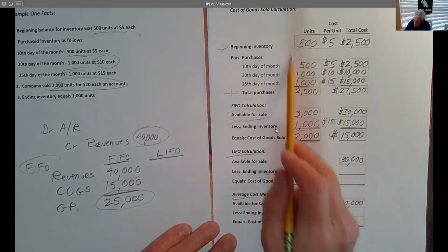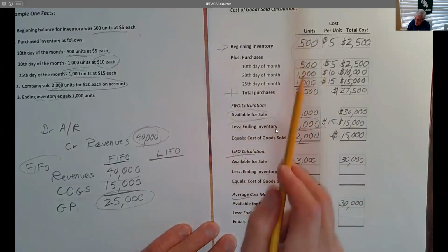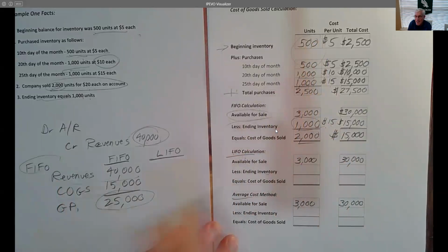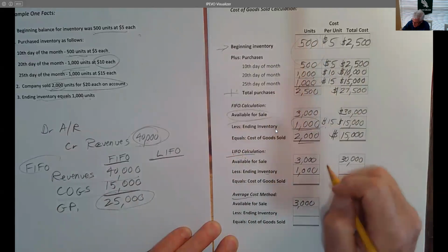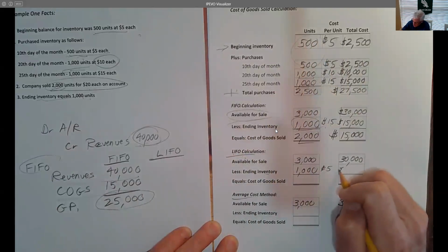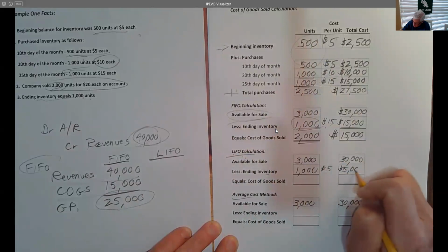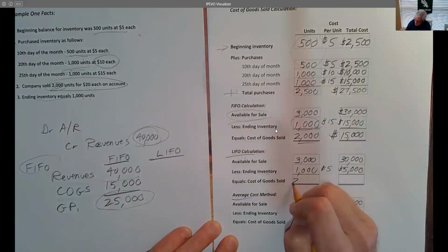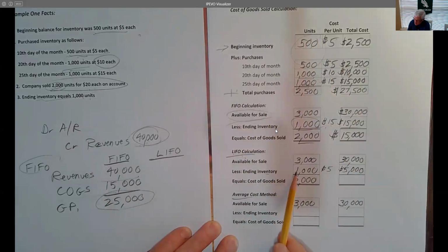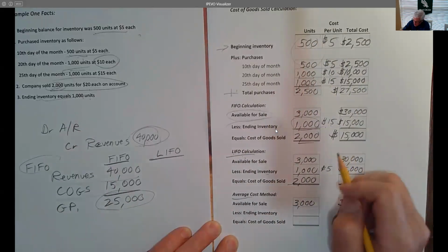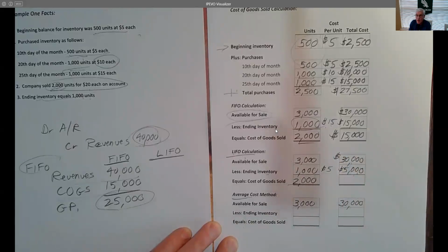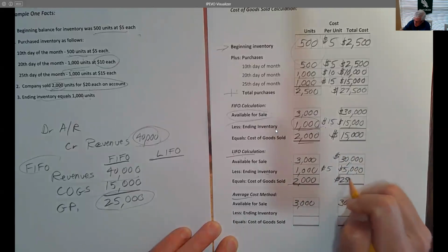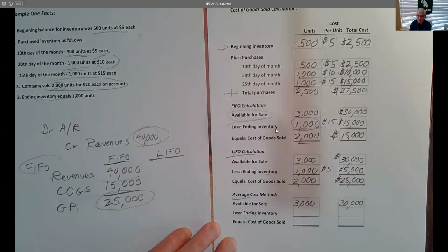And so I'm looking for 1,000 in inventory. What's the beginning inventory and the first ones we purchased? Under last in, first out means, hey, those first ones we bought, they're still there. And so we have this 1,000 and they were both at $5. So 5,000. And so cost of goods sold, 3,000 units minus 1,000 units, 2,000 units. And then available for sale, $30,000 under LIFO, but the inventory is only valued at 5,000. So my cost of goods sold is 25,000.